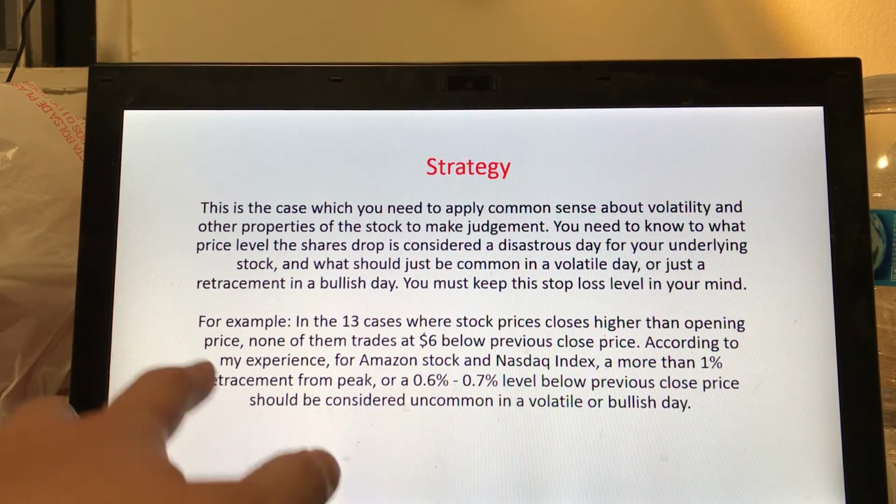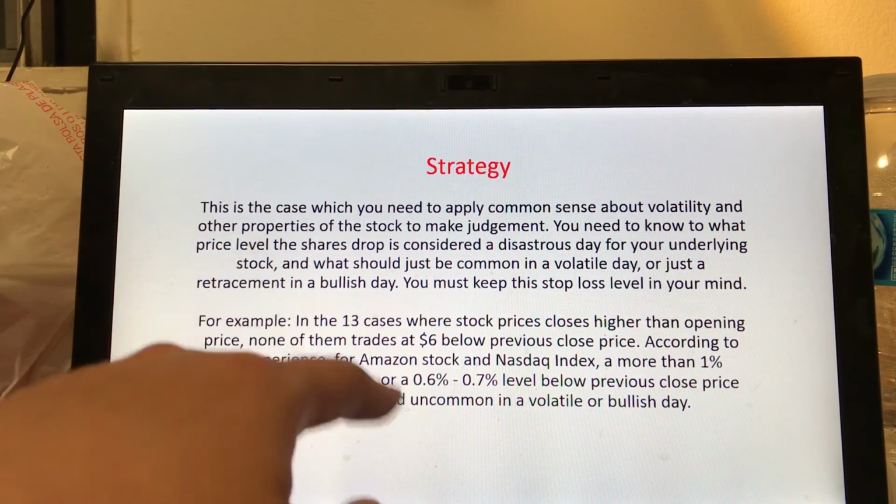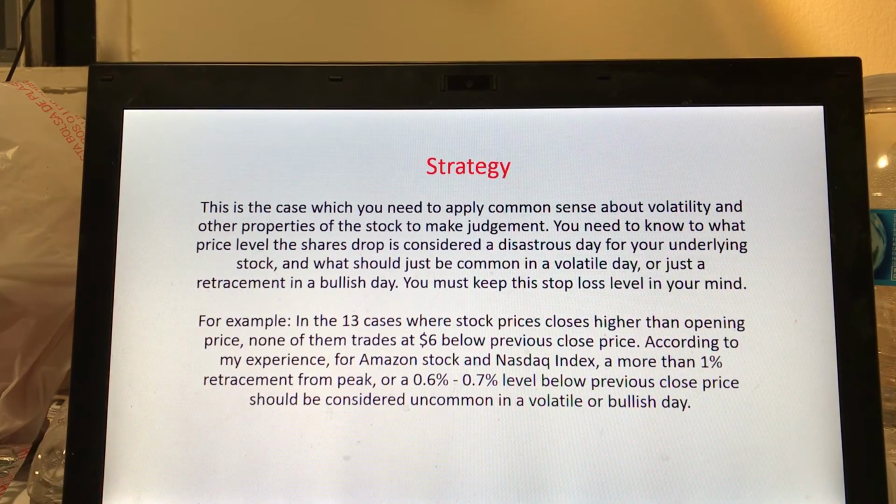from the peak, or 0.6 to 0.7 level below the previous closing price should be considered uncommon in a simply volatile or a bullish day. If you see that a dip more than this level has occurred, then please make sure to stop loss and to wait for the next opportunity.